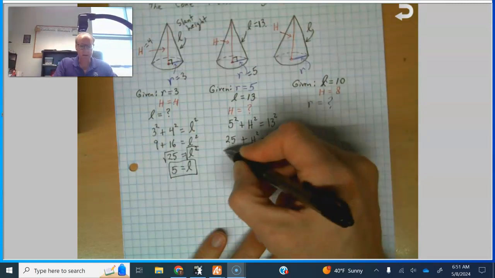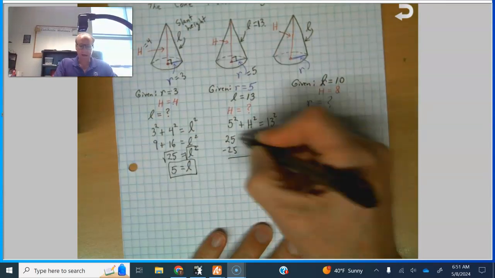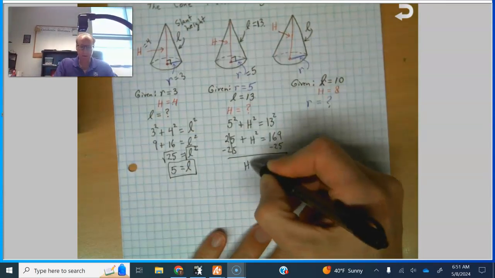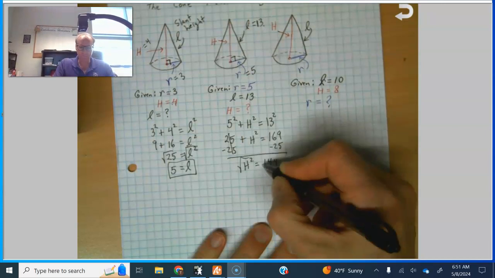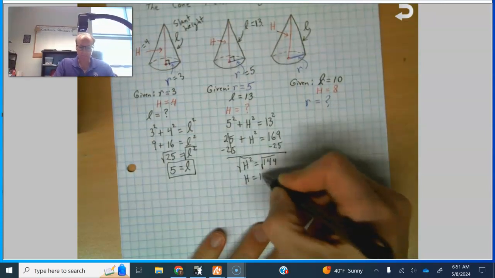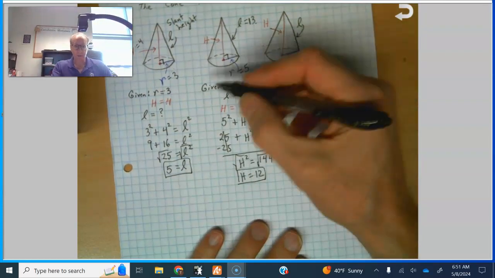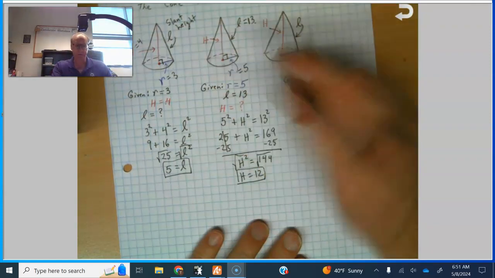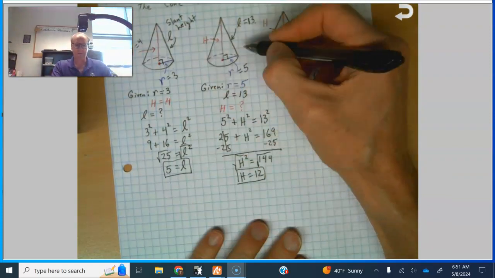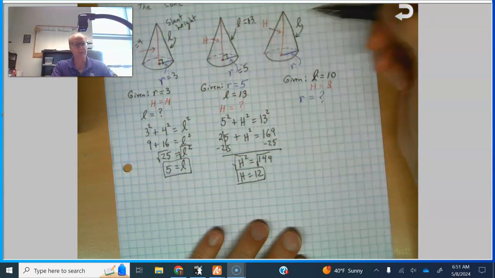We're going to subtract the 25 from both sides. That gives us h squared is equal to 169 minus 25, which is 144. We're going to take the square root, and h is equal to 12, of course. A lot of you already knew that. 5, 12, 13 is a special right triangle. Again, that allows us to find the volume. If we only wanted the surface area, all we need is the slant height and the radius.